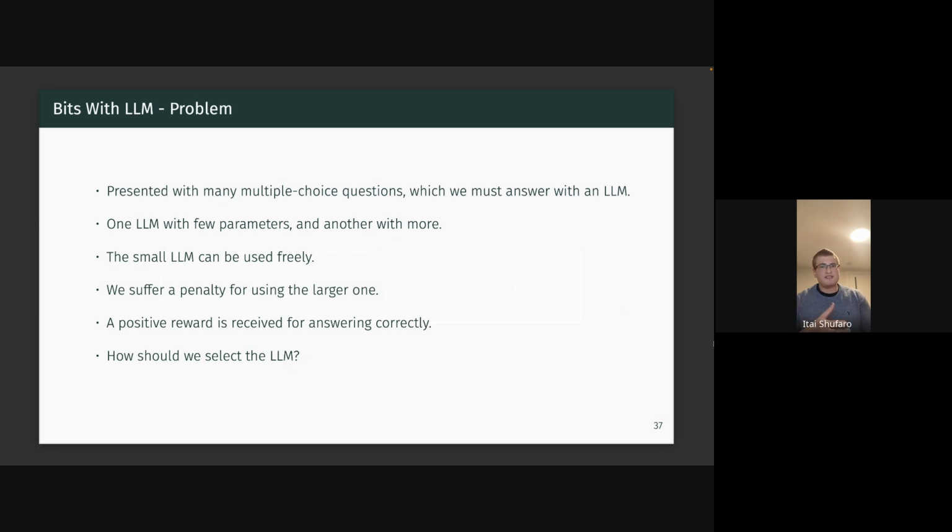Now, since we have finite compute resources, we can use the LLM with fewer parameters pretty much freely. It does not require a lot of resources. But for using the one with more parameters, we suffer some small penalty. We also know that we receive a relatively large positive reward for answering a question correctly. And we then ask ourselves, how should we select the large language model?